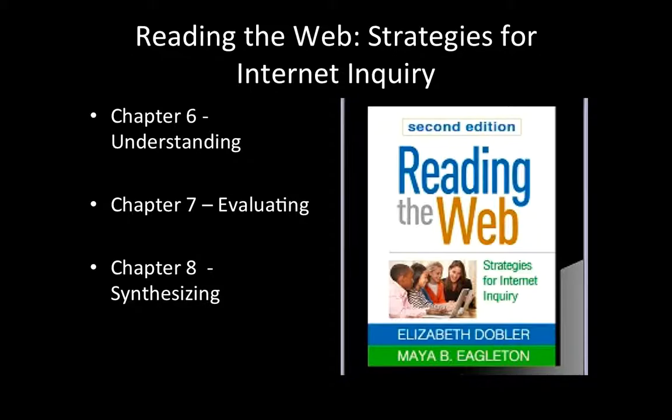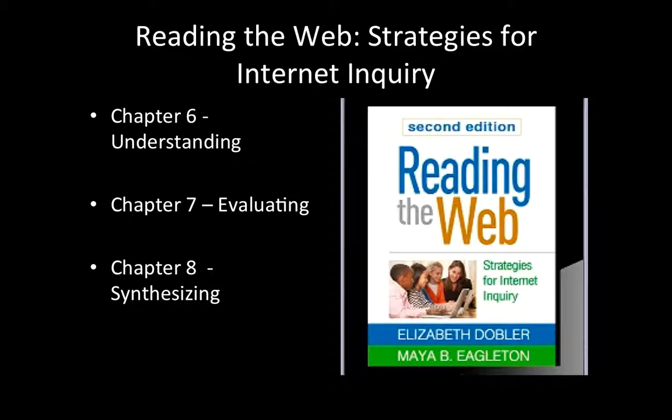Chapter 6 is going to focus on understanding, and that really delves into understanding how to find resources. So it looks at search engines, and you'll see a really nice, at least I think a nice, list of alternative search engines beyond Google, especially ones that are geared for children. Then in Chapter 7, we'll delve into evaluating and how do we help children really look closely at the quality of the information that they find online. And then Chapter 8, synthesizing.